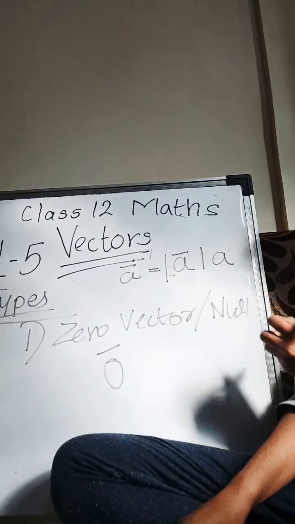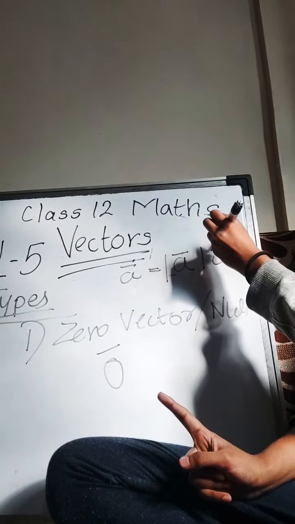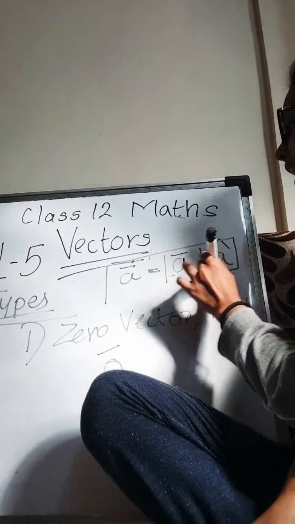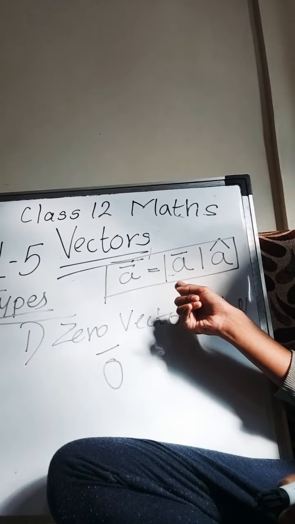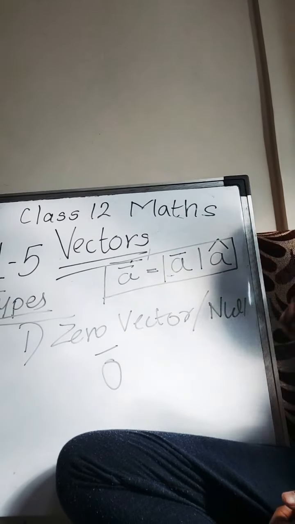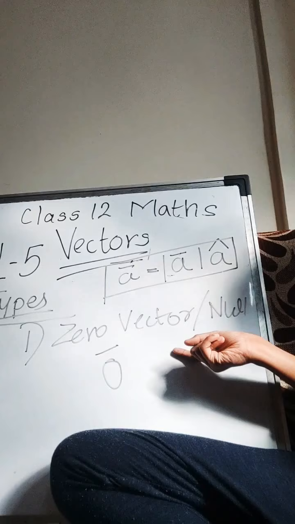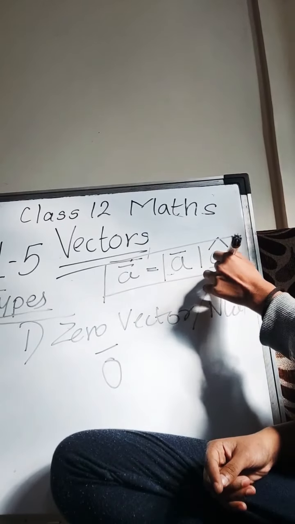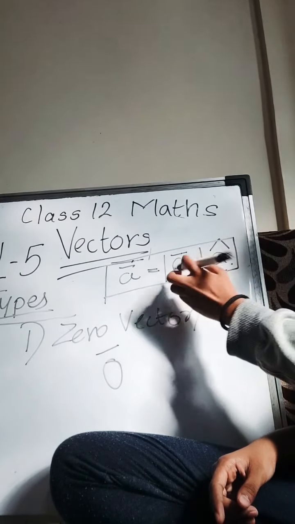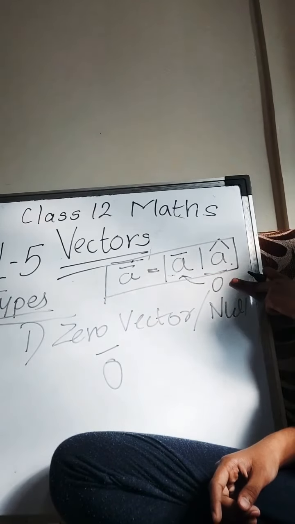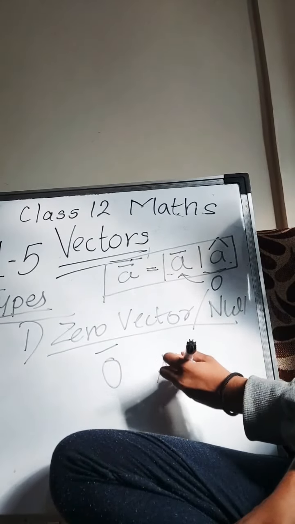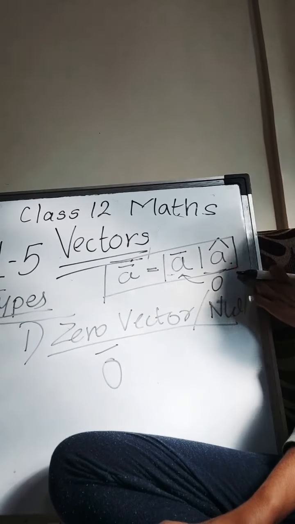Now what is a unit vector? Unit vector is represented by A cap or A hat. So A bar is equal to magnitude of A bar into direction of A. Okay. Now in zero vector, the magnitude is 0. Whenever the magnitude is 0, we call it a zero vector. And when will the magnitude become 0?